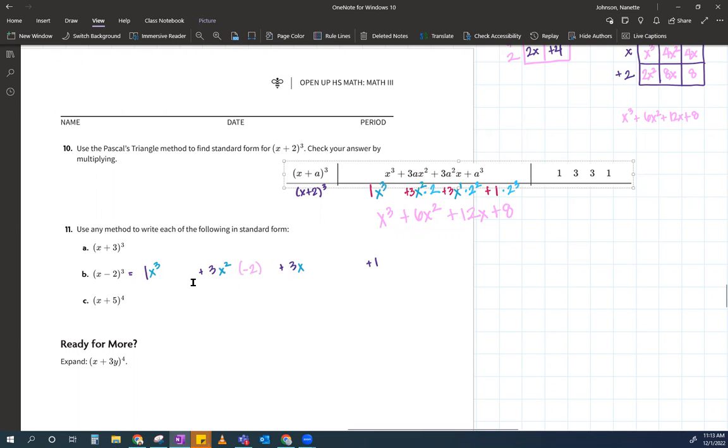Why did I put it there? Sorry, I need to move this over. Sorry. So I'm going to write all of these in. Oops, sorry. I'm going to write all of my -2s out.